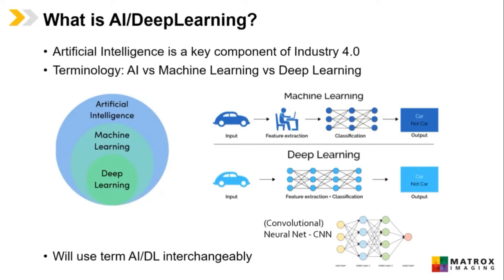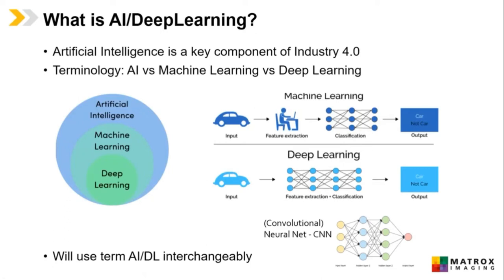Now, a subset of artificial intelligence is machine learning. And in machine learning, we have part of the process, which is feature extraction, and this is done by humans. So humans can extract or type in or catalog features of an image, which is the input, pass it through a classifier, and have an output to determine if, for example, the image is a car or not a car. That could be the output. So that is machine learning.